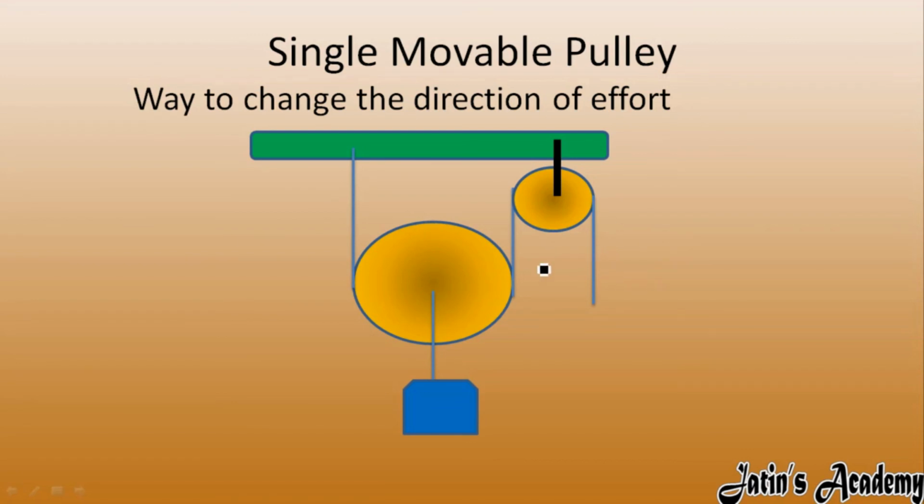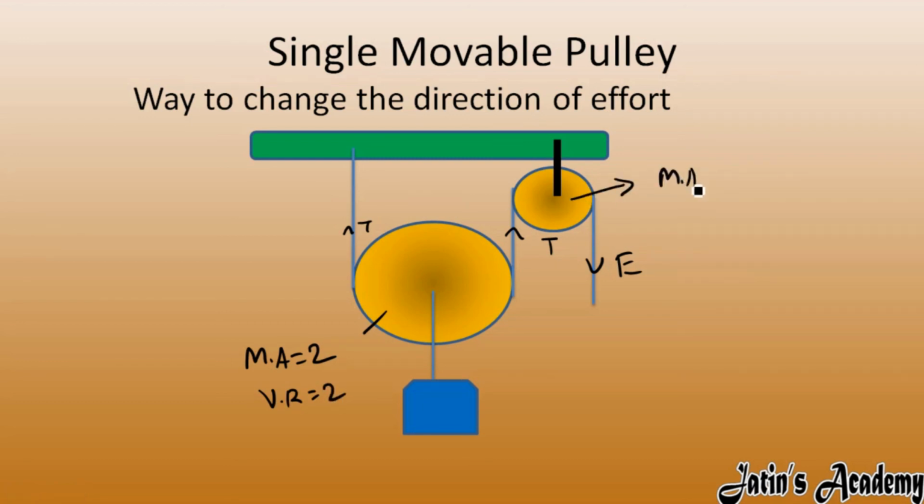So here this is the effort point, this is again tension, and tension is produced. Same thing: this pulley acts as a movable pulley whose mechanical advantage is 2 and velocity ratio is 2, and this pulley acts like a single fixed pulley whose mechanical advantage is 1 and velocity ratio is 1. This pulley acts as a force multiplier and this pulley acts to change the direction of effort to a convenient point. Clear?